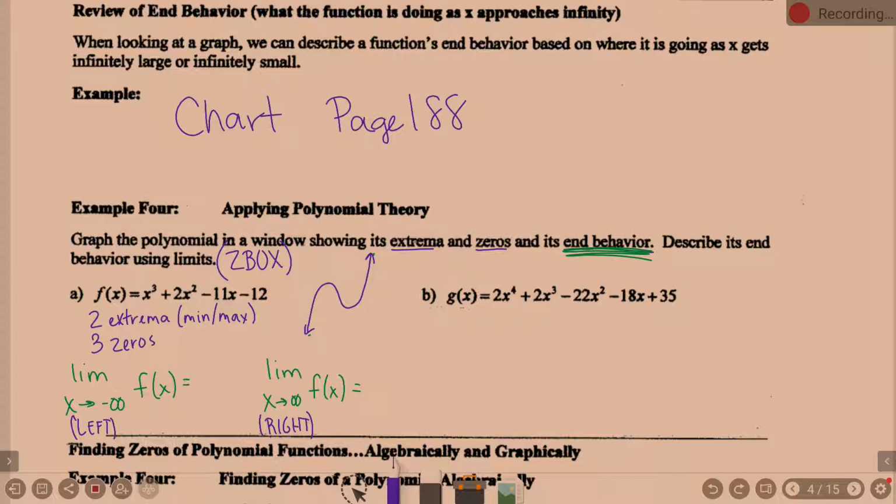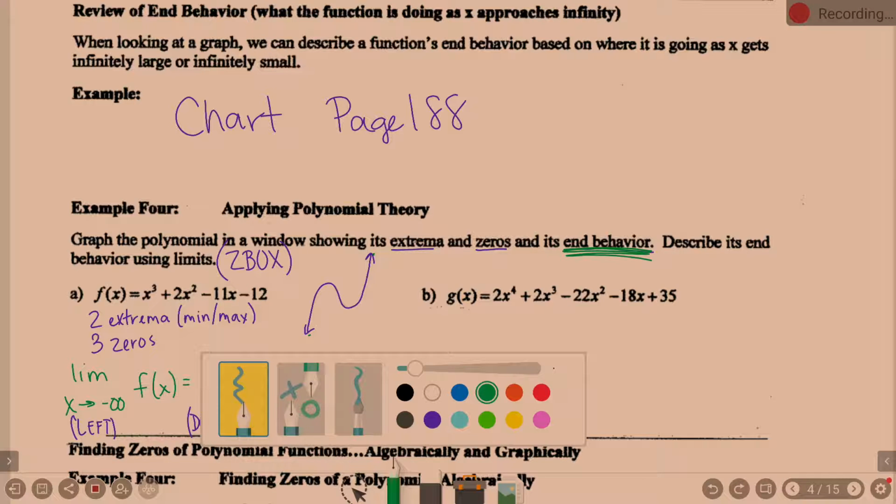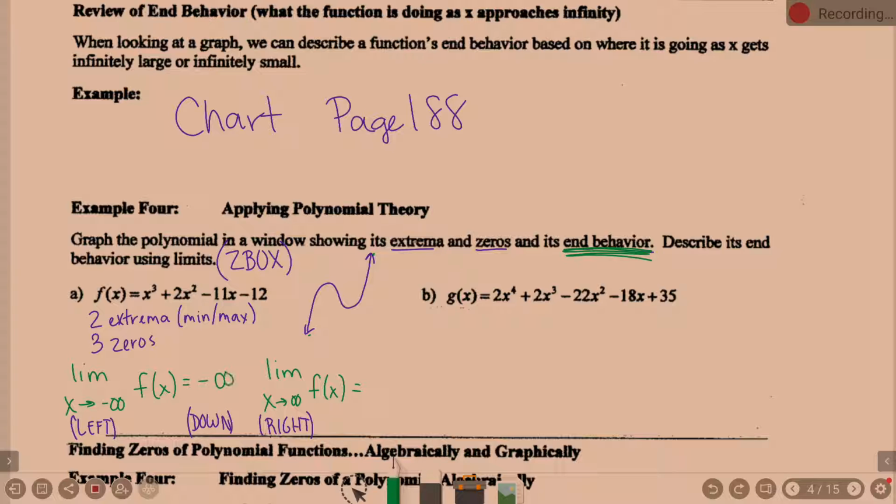So, on this graph, as x approaches negative infinity, so as my graph goes left, where is it going? It's going down, yes? So your Algebra 2 word is down. What is down in terms of infinities? Negative infinity. So this answer here is going to be negative infinity. So the limit as x approaches negative infinity of f of x is equal to negative infinity. So as x's go left, my y values are going down. That's what that's saying.